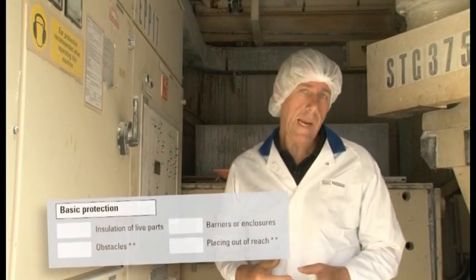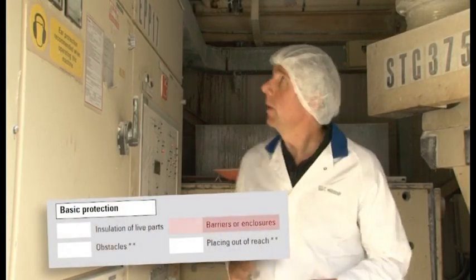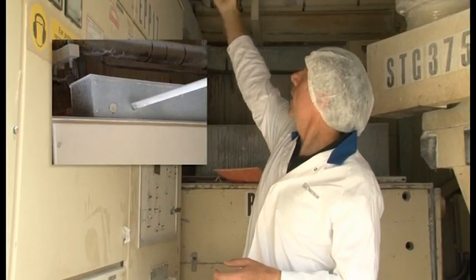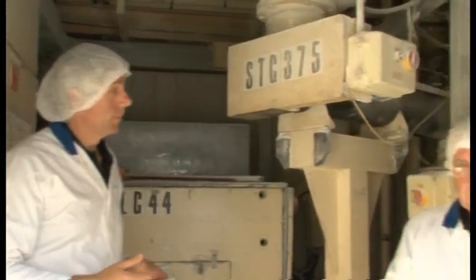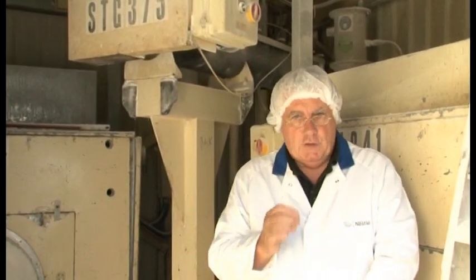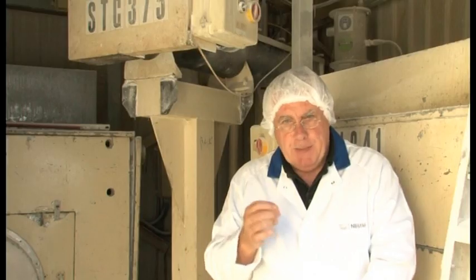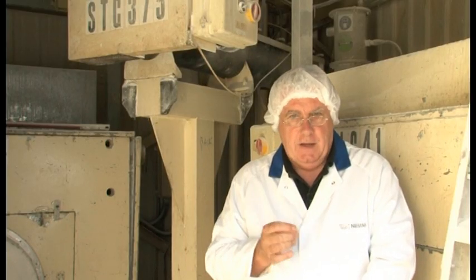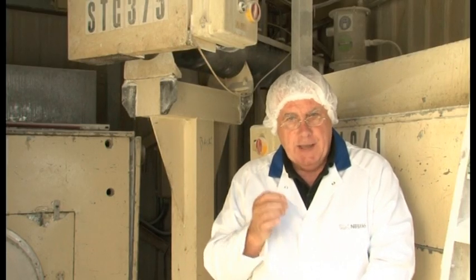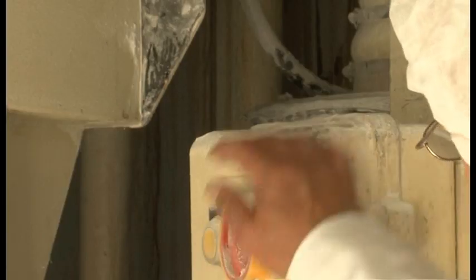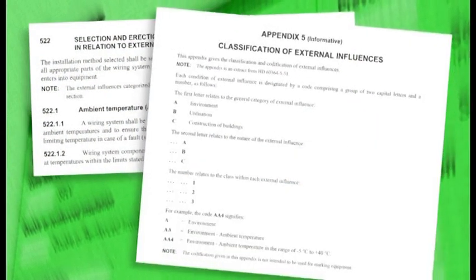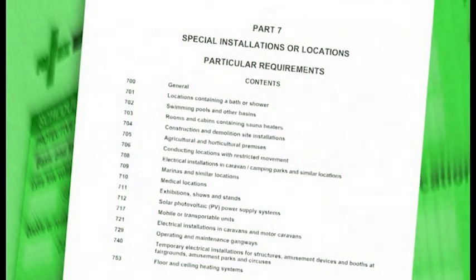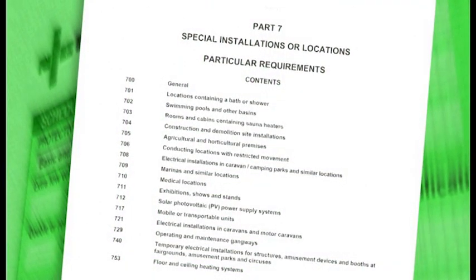Next, we move to barriers or enclosures. Examples of these would be trunking, conduit, distribution boards and control panels. There are two main issues here. First, is the barrier or enclosure suitably selected for the environment and external influence in which it's operating? In this case, dust. Reference to section 522 and appendix 5 of the regs is essential here. And if you're in a special installation or location, some of the requirements in part 7.